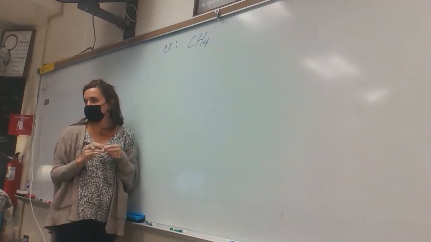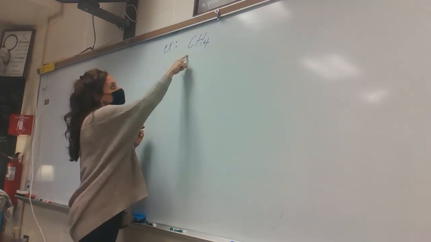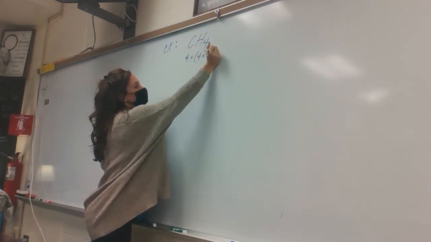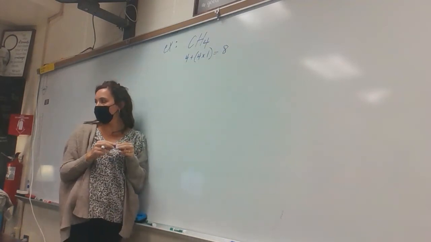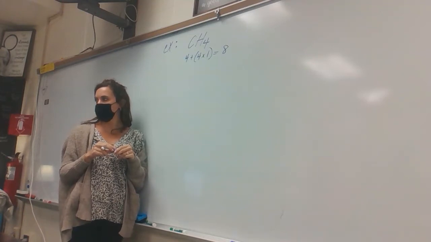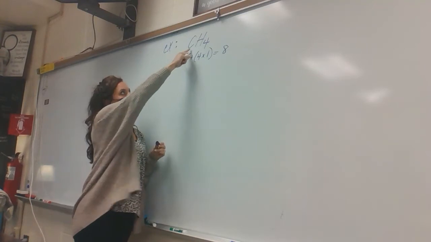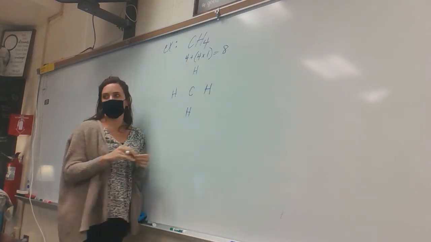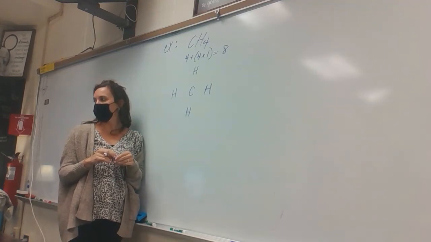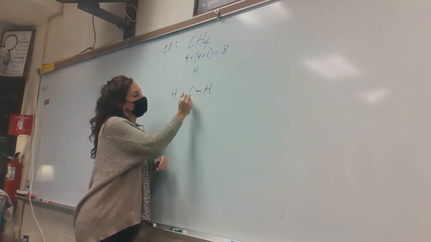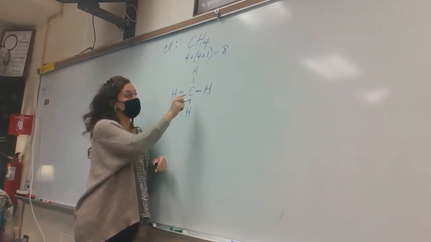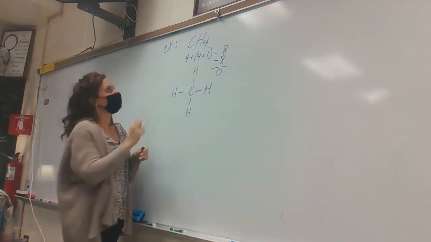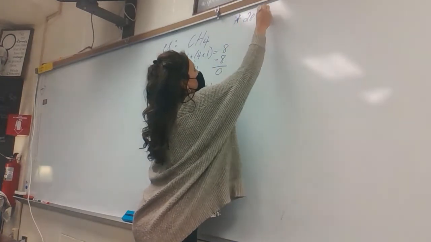CH4, methane. So step one, add up valence electrons. Carbon group 14 has 4, plus 4 hydrogens that each have 1. I have 8 total valence electrons to work with. And then I choose my central atom. Has to be carbon. Hydrogen can't be. Bond each one one time. I just used 2, 4, 6, 8. Remember, put a note, there are 2 electrons per bond.